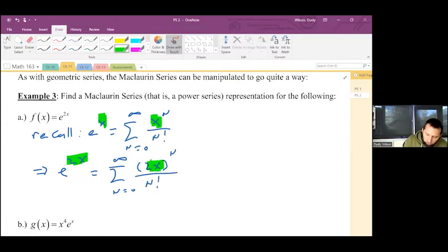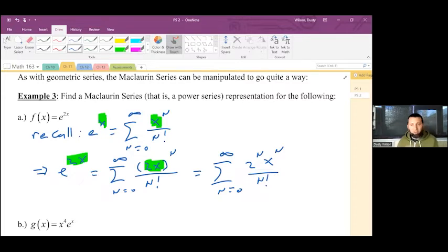Now, if you wanted to, you could go through the whole Maclaurin series derivation, but you don't have to. You could save yourself a little bit of time. If you wanted to, you could rewrite this as the sum from n equals 0 to infinity of 2 to the n, x to the n over n factorial. So maybe that's a cleaner, prettier way of writing it.